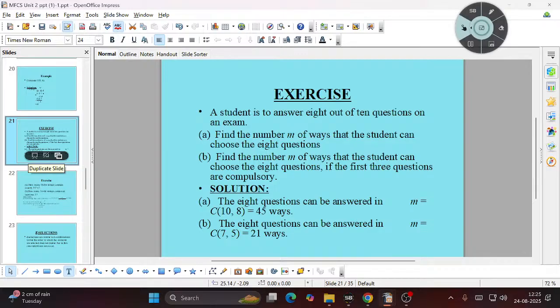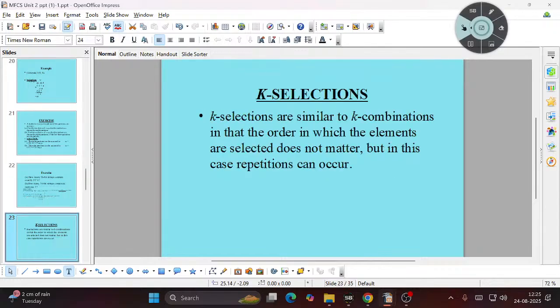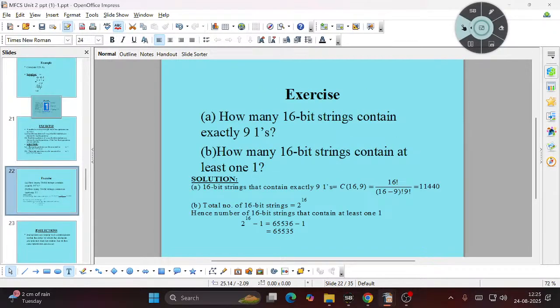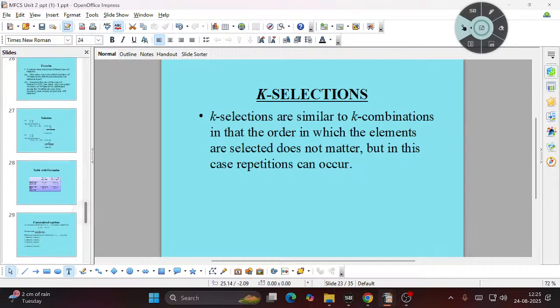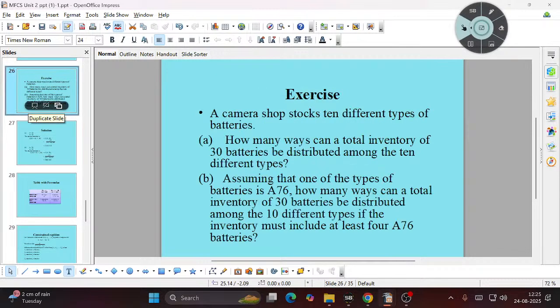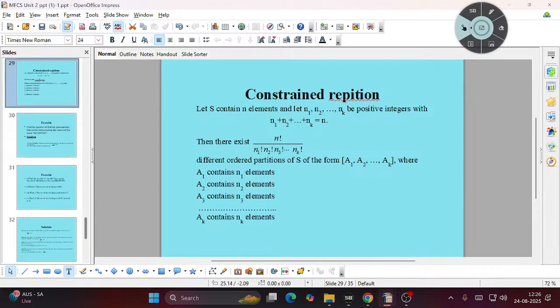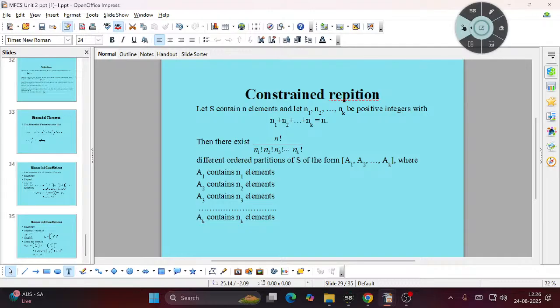Yes, this is combinations. Selections means combinations, right? Binomial theorem, right? Okay. Next one.